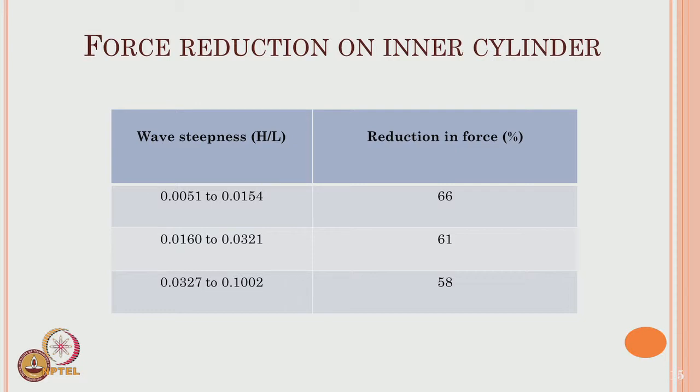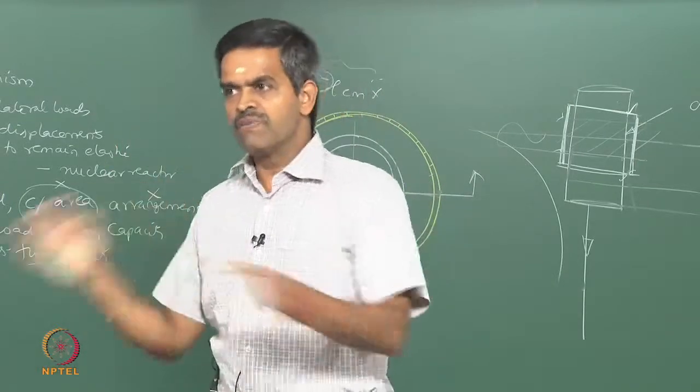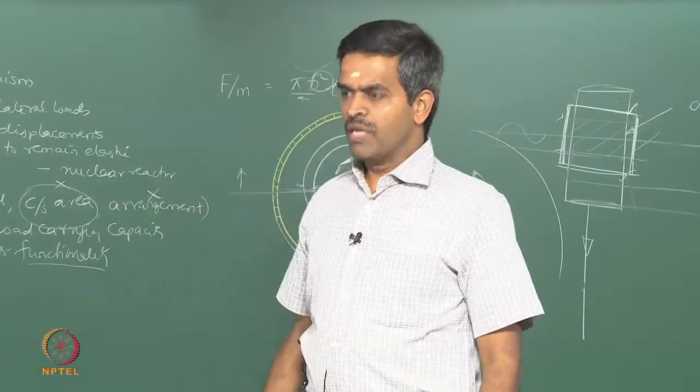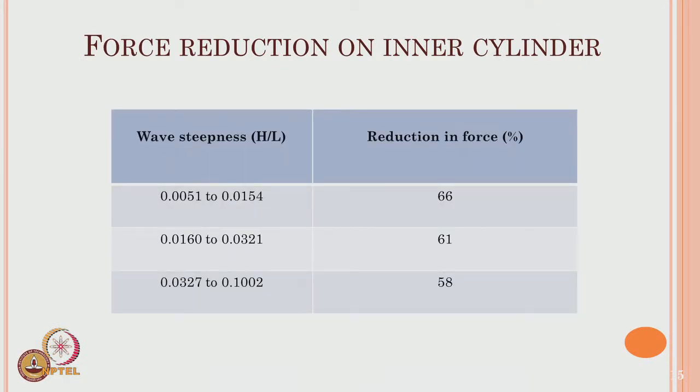For all these data of varying A by B, varying P, varying A, varying spread of perforation, varying location of perforation, all has been done with a good amount of combination, and for this particular case we have seen that the force reduction is still verified, and the variation is not less than 58%.